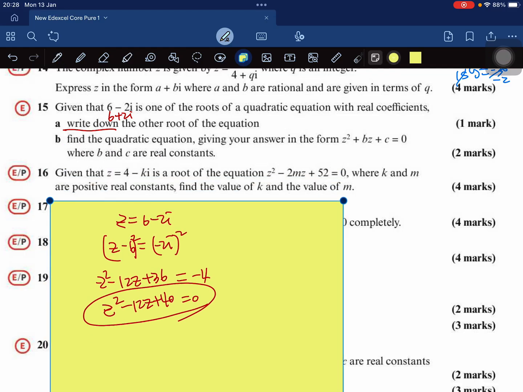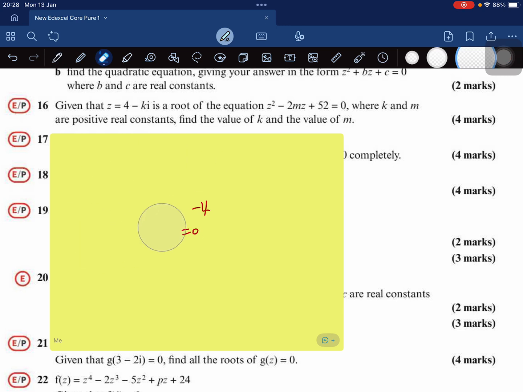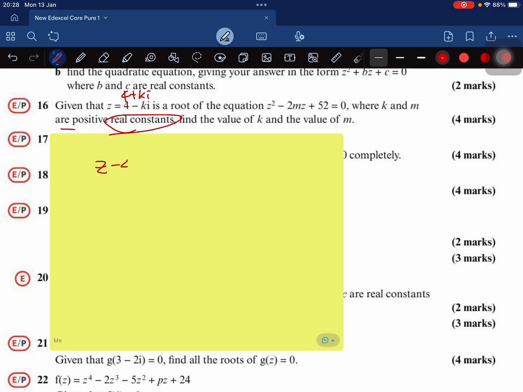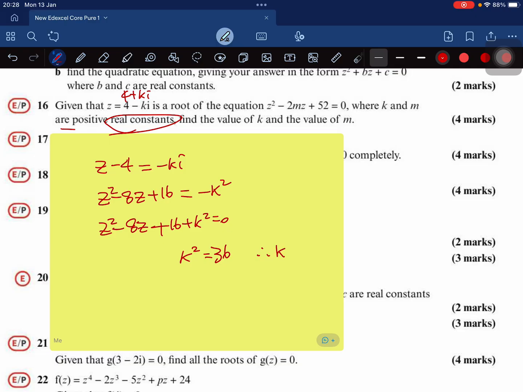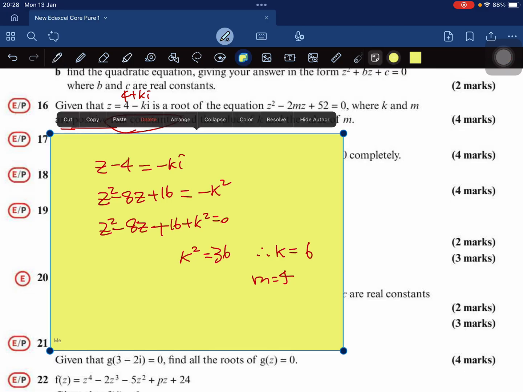And number 16. If 4 minus ki is a root, then we know 4 plus ki is also a root because this is a real constant. So z minus 4 equals negative ki, and z squared minus 8z plus 16 equals negative k squared. Z squared minus 8z plus 16 plus k squared becomes 0. k squared should be 36. Therefore, k equals 6 because it should be positive. And m equals 4 because 2m should be 8.